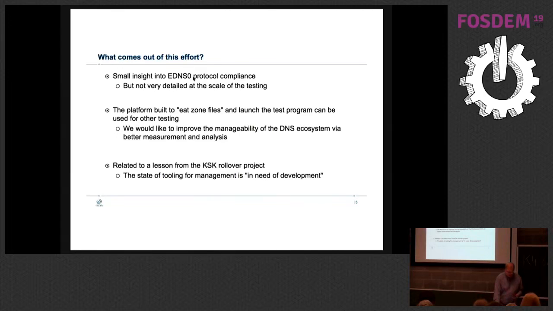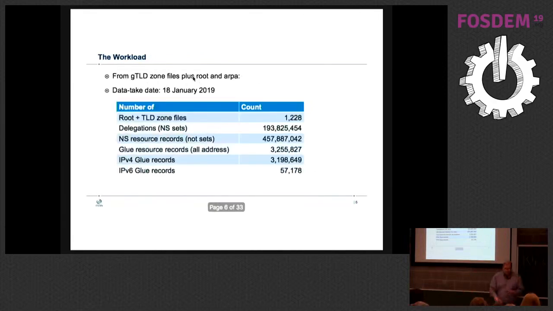One of the lessons from the KSK rollover project was that management of the internet is pretty weak. It's a hard to manage network. So one of our interests is to see what we can do to manage through measurement what's happening out there, to assess whether this is being done, that's not being done, how well operators are linking things up, like are glue records a good idea, are the glue records good, but that's further research than this. So to start quantifying things, the workload we had was 1,228 zone files, with 193 million delegations out of that. It's a lot.